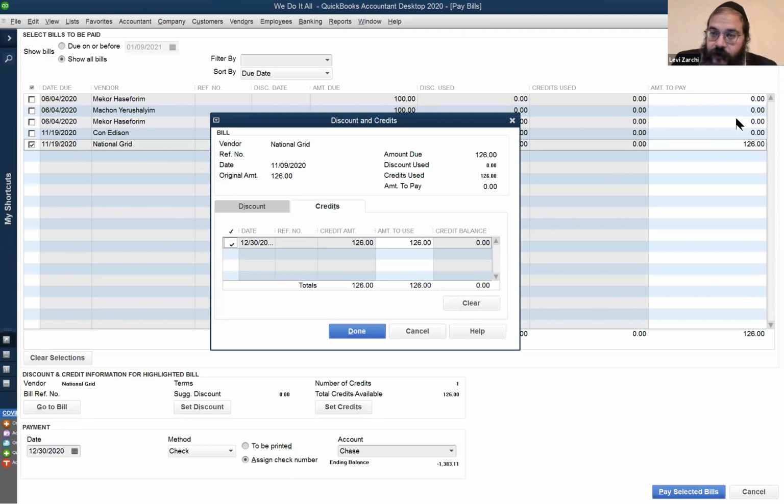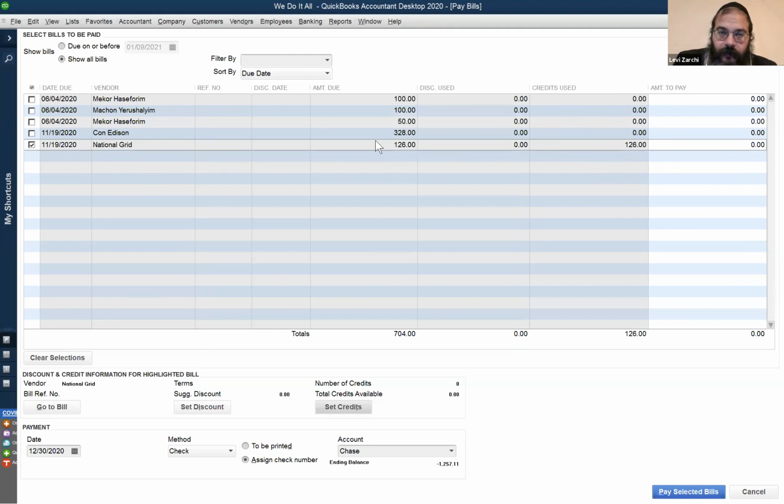So I set the credit. So right now, I'm going to pay 126. Instead, it's going to take the credit and make credits use 126, and I could pay the bill with $0. Let's see. See, now you're going to have an amount due of 126. It's carrying over the credit of 126, and I'll pay off National Grid, but with $0. And this is all on 12/30.